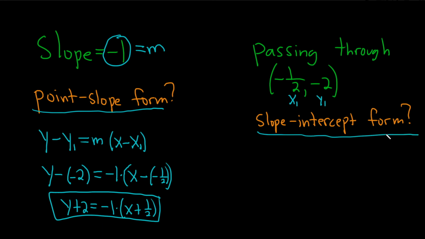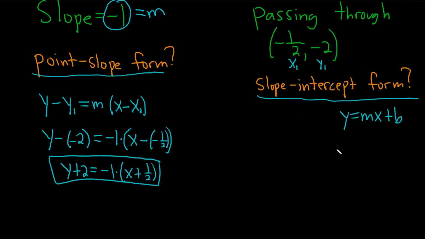The slope-intercept form is basically just this one. It's the mx plus b formula that most people know. So they could have just said solve for y. It's the same thing. So all you do now is you solve for y, and then you get this. That's it. So to solve this for y, we just distribute the -1. So we have y plus 2 equals, so -1 times x is -x, and then -1 times 1/2 is -1/2.